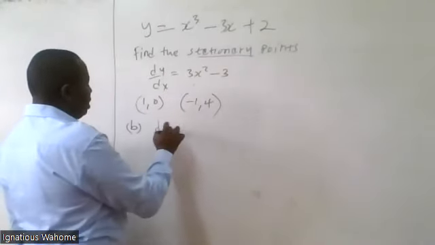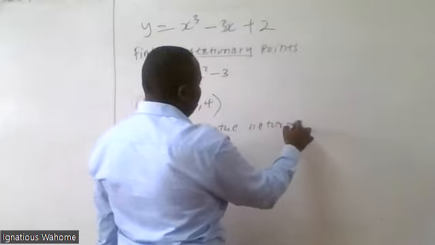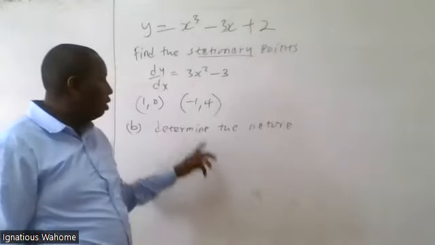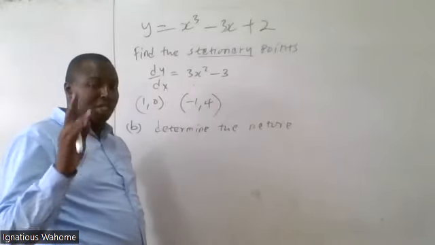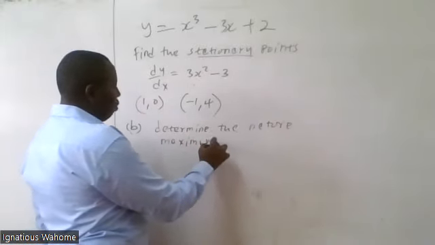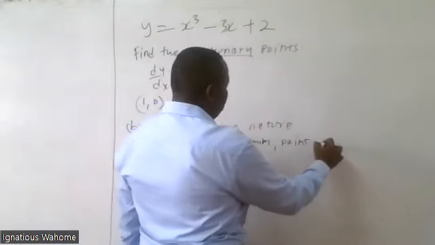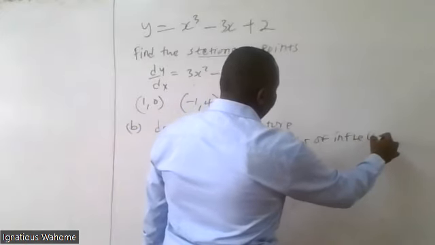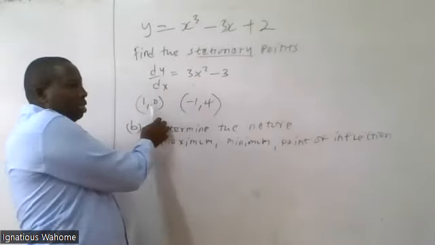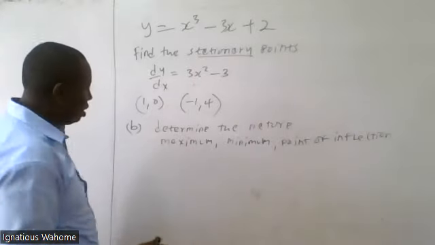So part B, you are told to determine the nature of the stationary point. We have three types of stationary points: one called maximum, another called minimum, and another called point of inflection. You are supposed to determine whether 1, 0 is a maximum, minimum, or point of inflection. So let's see. How do you get this?